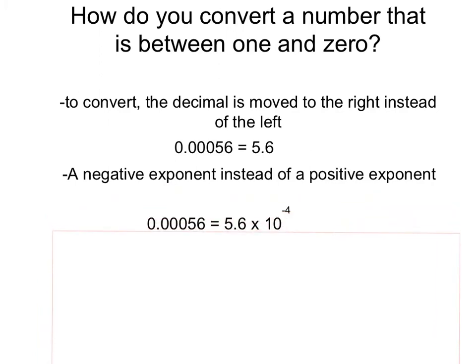And remember, because it was moved to the right, the exponent is negative. If you move the decimal point to the left, the exponent is positive. So 0.00056 equals 5.6 times 10 to the negative fourth power in scientific notation. Converting small numbers to scientific notation is helpful when measuring distances of extremely small things like atoms and cells, because these can be millions of times smaller than the width of a hair.